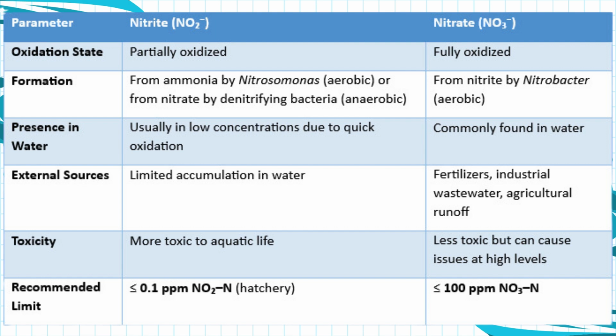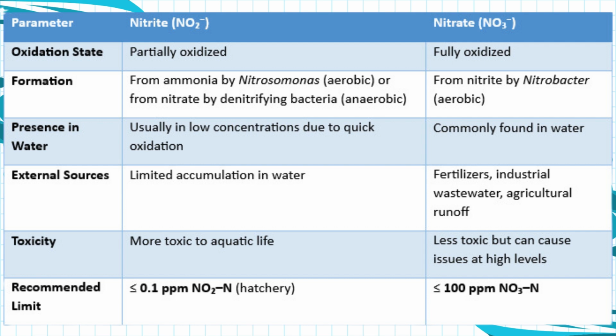So for nitrites, the external source is limited only. The accumulation is limited only in the water, while nitrate comes from fertilizers, industrial wastewaters, and agricultural runoff. And then for its toxicity, nitrite is more toxic to aquatic life. However, nitrates are less toxic, but they can cause issues at higher levels.